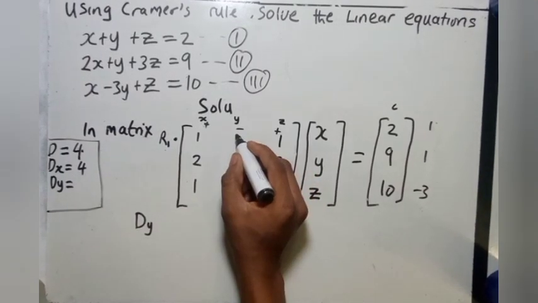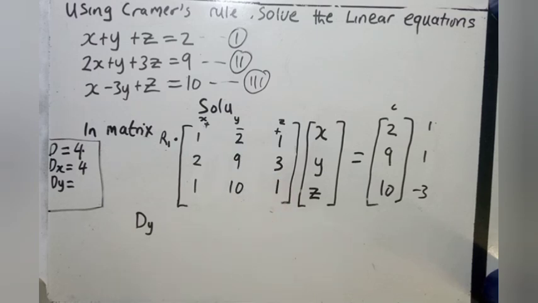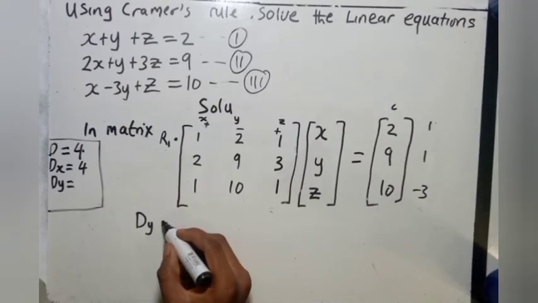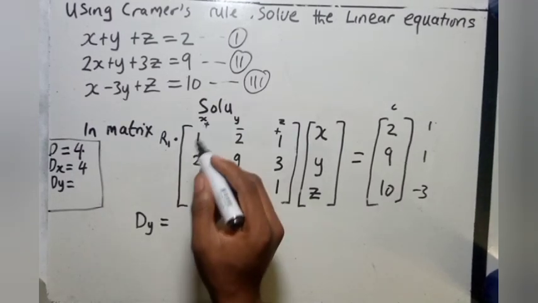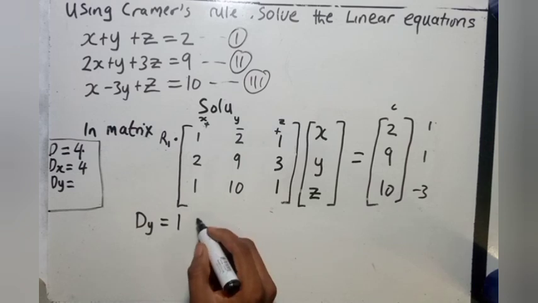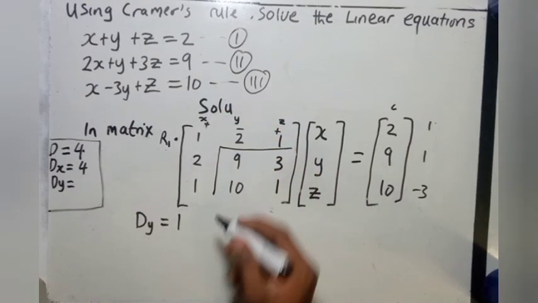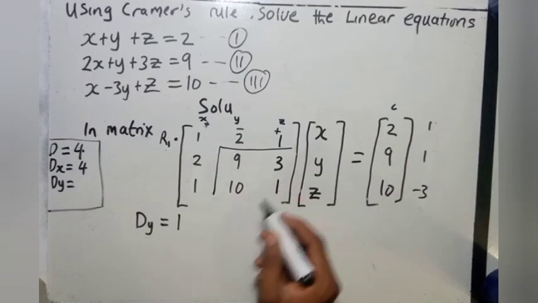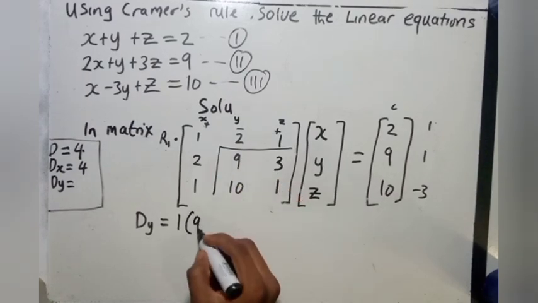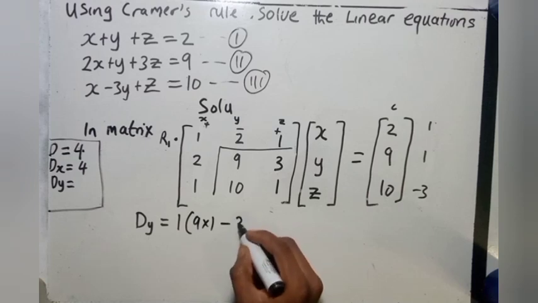So when we do that, we have here 2, 9, and what? 10. So this is what we need. This is the matrix we're looking for. Now we can then find the determinant. Now for the first one, we have our 1. Remember, values are not in this row or column. We have what? 9 times 1 minus 3 times 10.